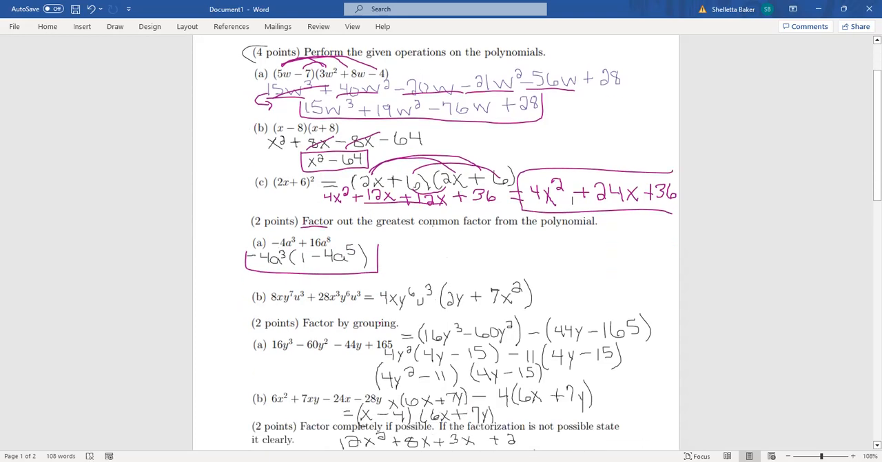For the next example, we're factoring as well. So between 8 and 28, we're able to factor 4. X and x cubed, we're able to factor x. And then the y's, we have y to the 6th and y to the 7th, we're able to factor out y to the 6th. And then the u cubed. So our GCF is 4x y to the 6th power times u cubed that we factor.